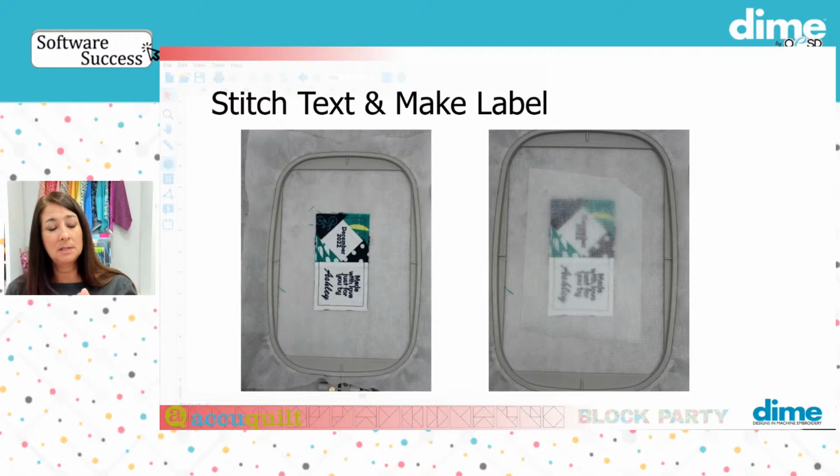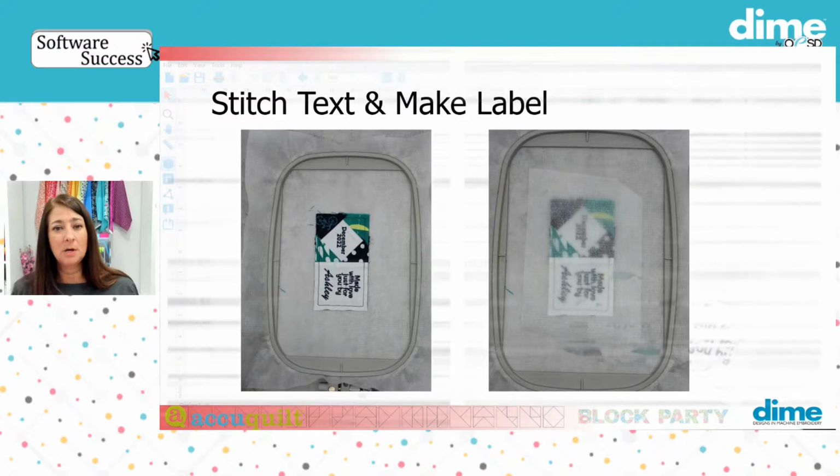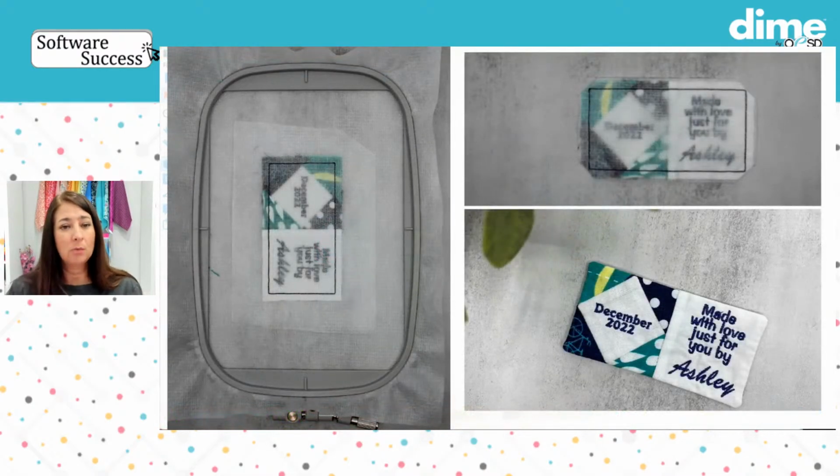You can see here that it's in the hoop with just stabilizer. And then on the right, I covered it with a piece of cutaway stabilizer. That is our no-show stabilizer, or from OESD, it is also our poly mesh stabilizer. It's a sheer cutaway stabilizer, very lightweight. So I cover it with that stabilizer and then I stitch a run stitch outline, which you can see in this image right here, where it runs around the outside edge.